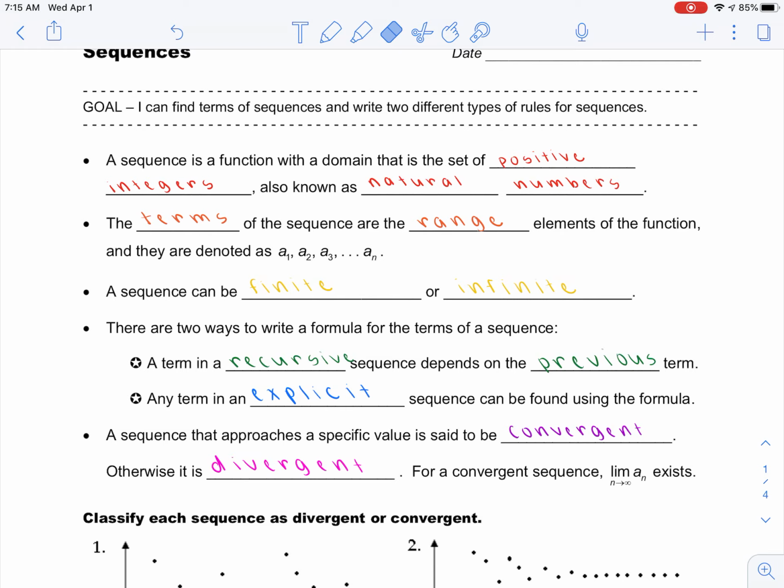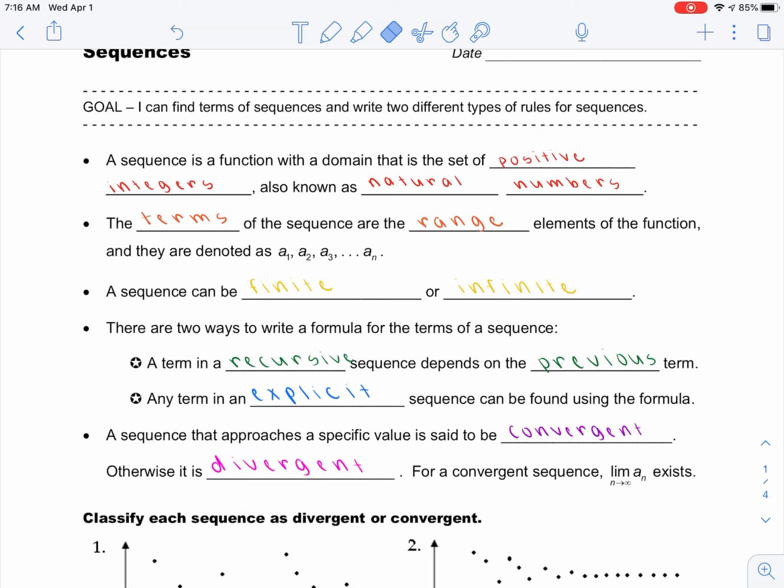A sequence is a function with a domain that is the set of positive integers, also known as the natural numbers. The terms of the sequence are the range elements of the function, and they are denoted as a sub 1, a sub 2, a sub 3, all the way to a sub n.